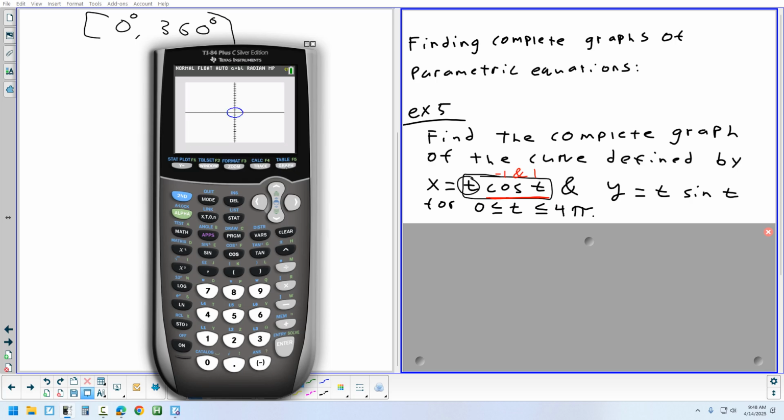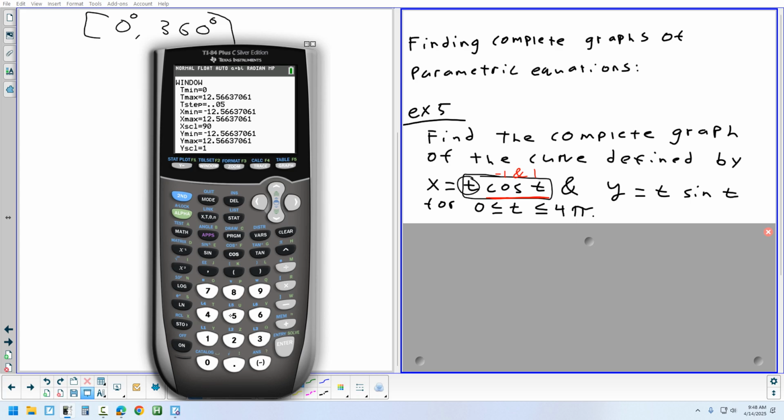Okay, it should end. Oh, did I not type my equations in yet? Make sure you actually put in the problems that they tell you to. T cosine t and t sine t. And it should end right on the x-axis, but there might be a very small gap. Yeah, just a little bit. But that's not bad.